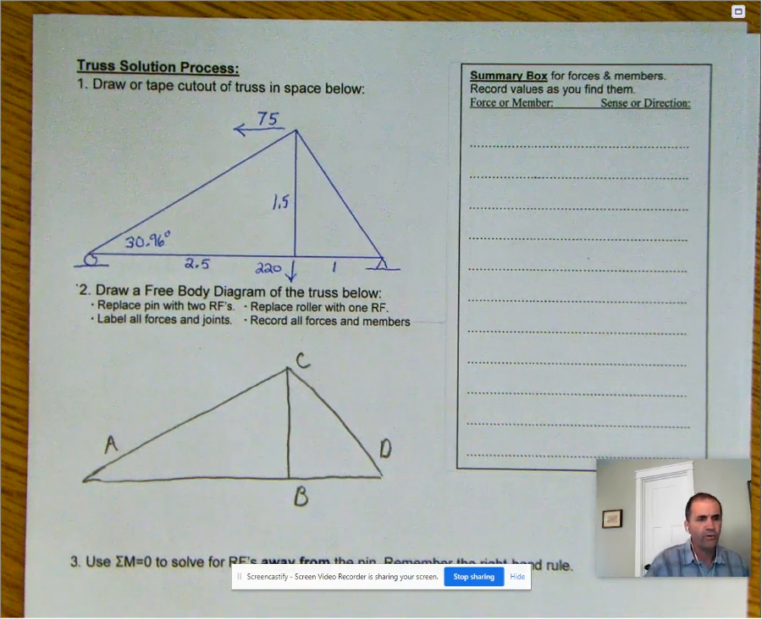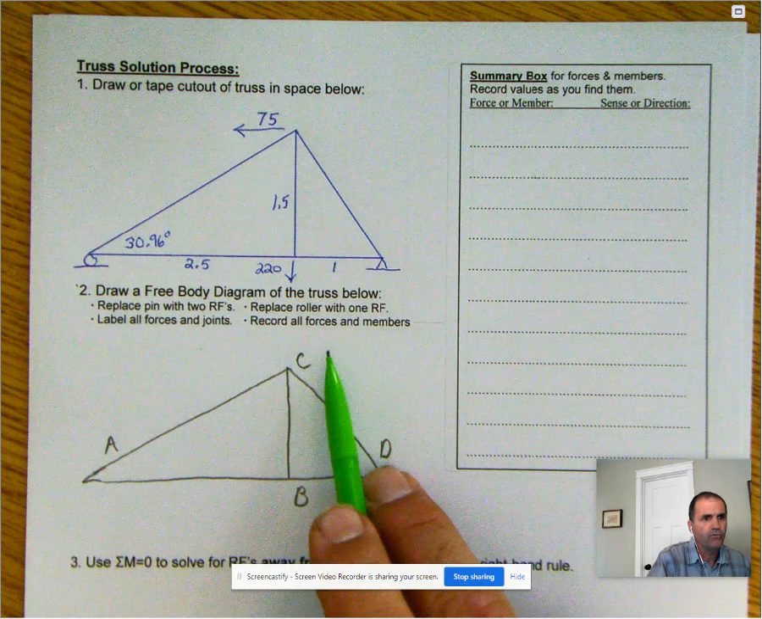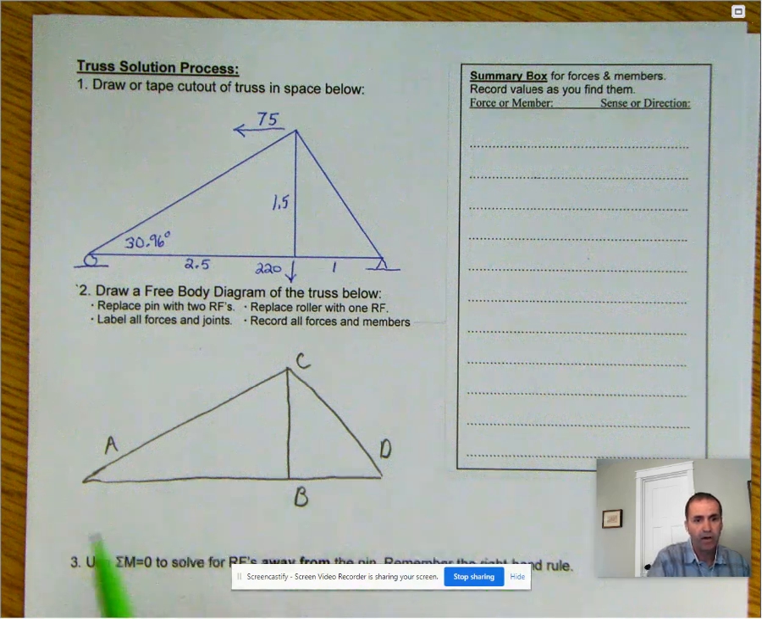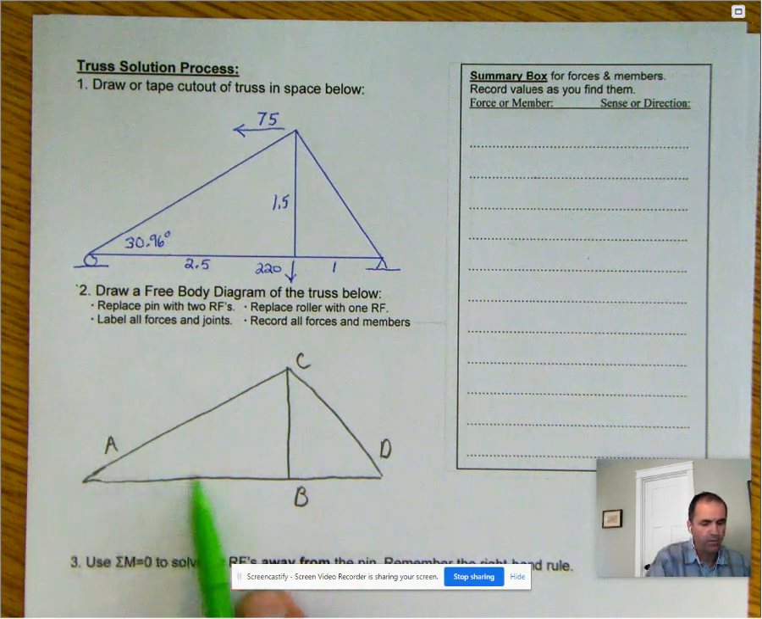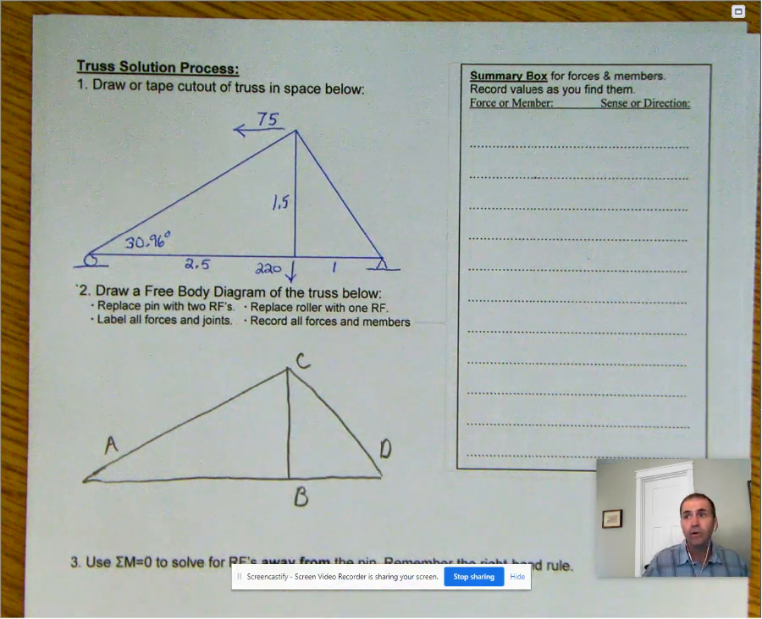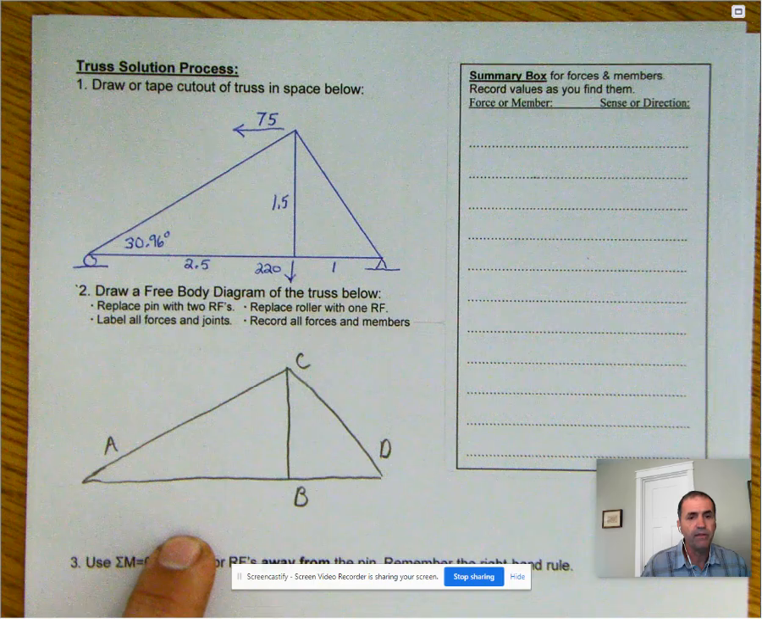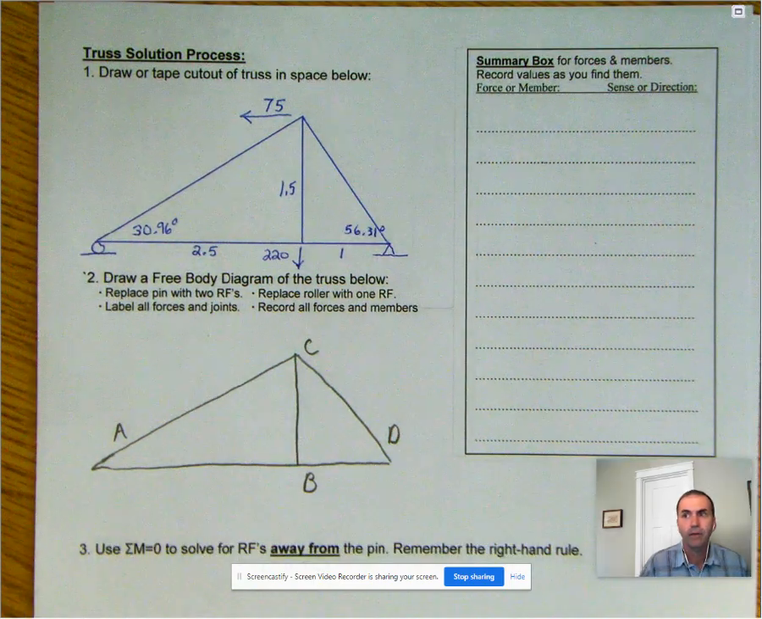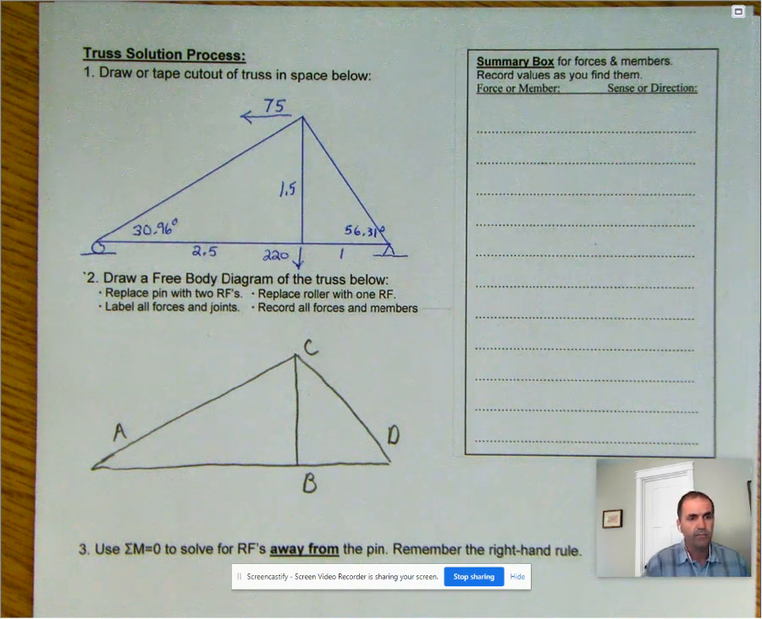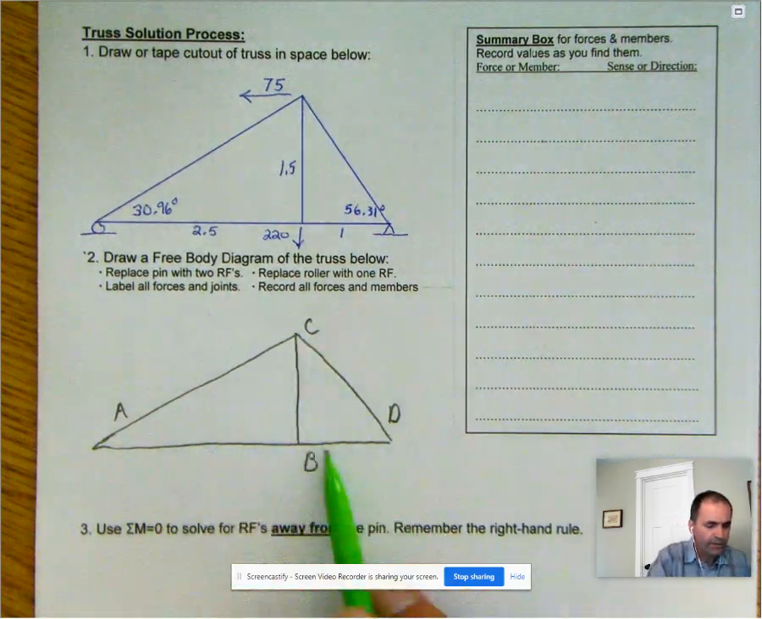Now, I already started drawing a free body diagram here. When you draw your free body diagram, you're going to label from left to right and bottom to top. So we went A, then over here to joint B, joint C, and joint D. I'm going to do this one as my example, and then I will show you the other ones. I paused for just a second because I actually forgot to include that angle right there.